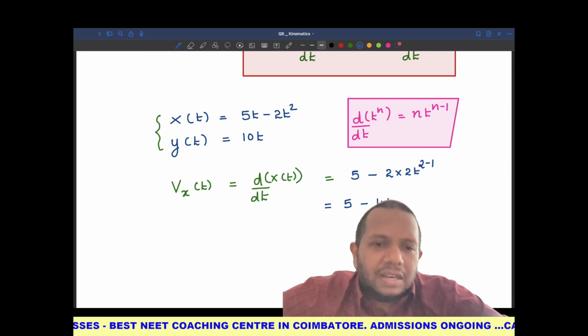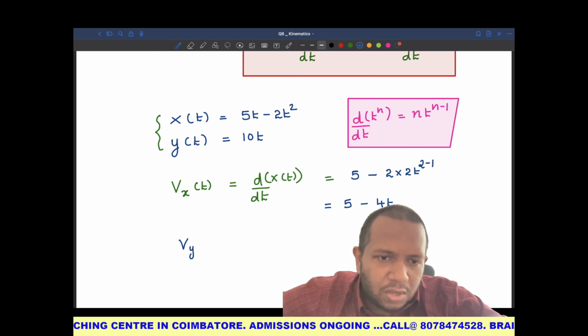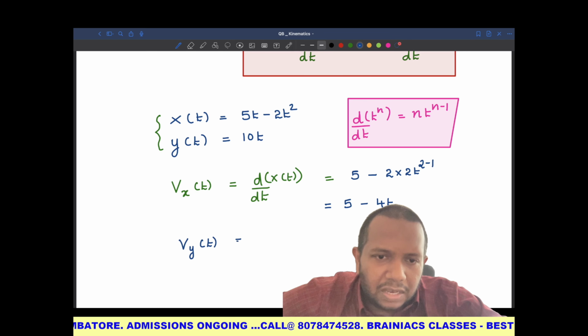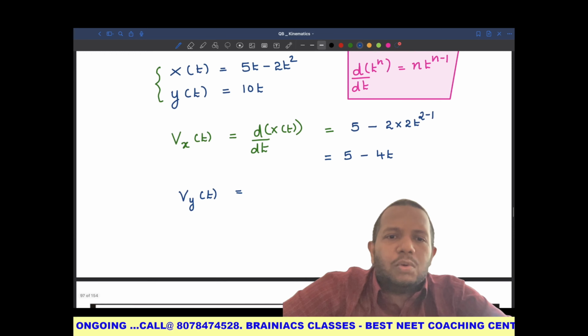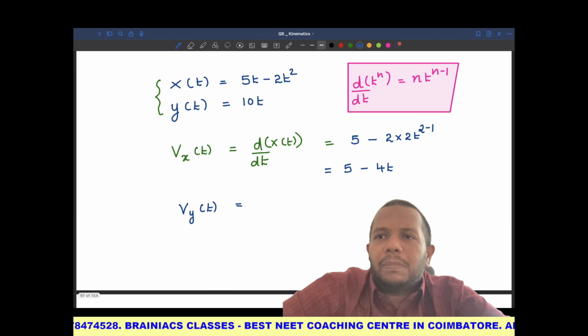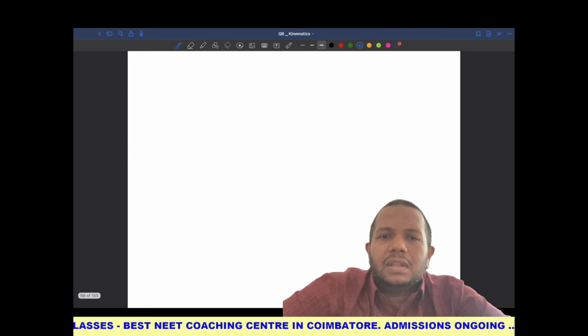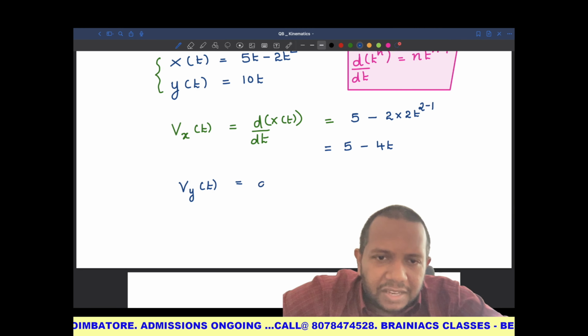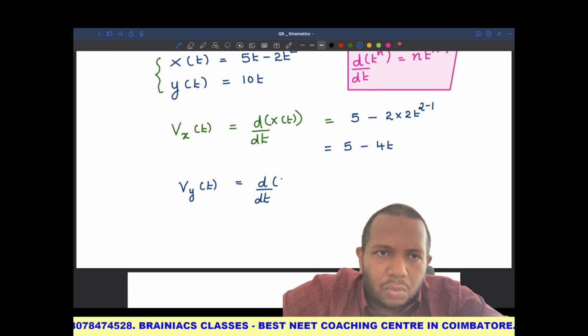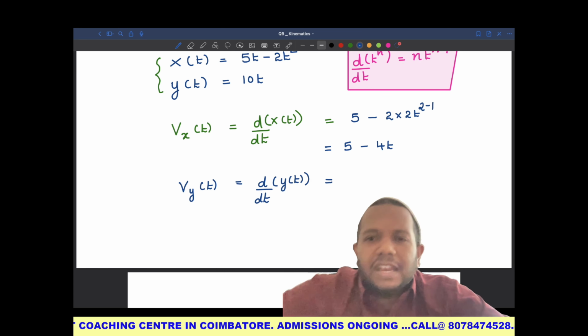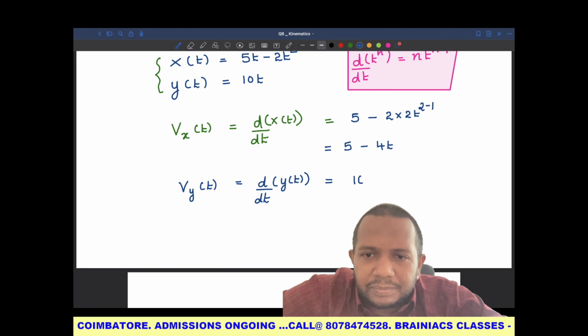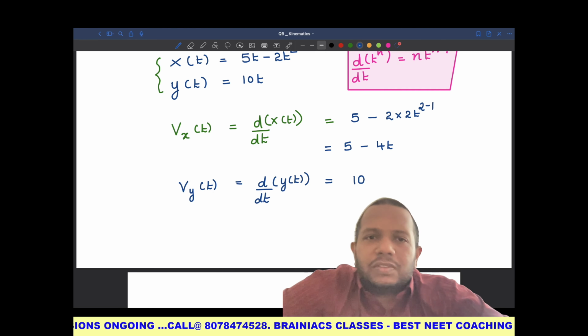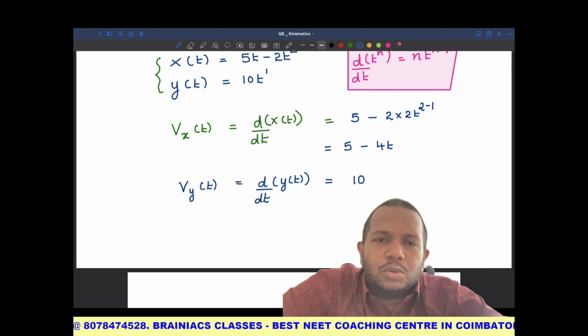Now let's similarly find out what is vy of t. So vy of t, how can you do it? I will add one more paper here, we need one more paper. So vy of t, similarly I can write it as d by dt of y with respect to t. Now differentiate 10t similarly, so you will get 10, correct? Because this is t raised to 1, so 1 into, how will it come?